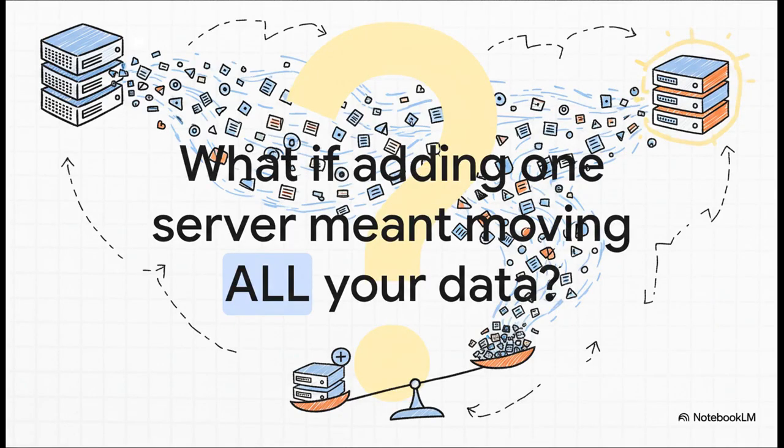Okay, just picture this for a second. It's a total nightmare scenario, right? Your service is exploding, users are pouring in, so you do the logical thing. You add another server to handle all that new traffic. But what if adding that one server meant you had to move practically all your data? Every user profile, every picture, every piece of information just shuffled around to a new location? That's the kind of catastrophe consistent hashing was invented to stop.